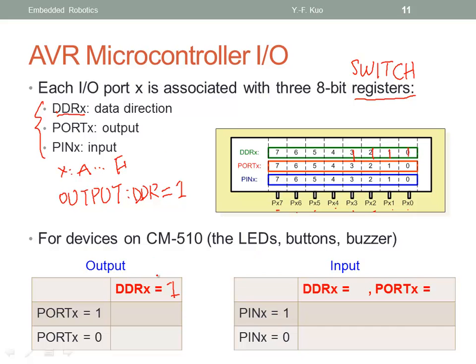When in output mode, if we want to turn on devices on the CM510, like the LED or the buzzer, we can turn on the LED or use the buzzer to make a sound. If we want to turn them on, we write 0 in that bit, and this means the device is on. So for example, if PX0, 1, 2, 3 are connected to LEDs, then we write 0 in these bits, and they are on. If we write 1 in these bits, that means they are off.